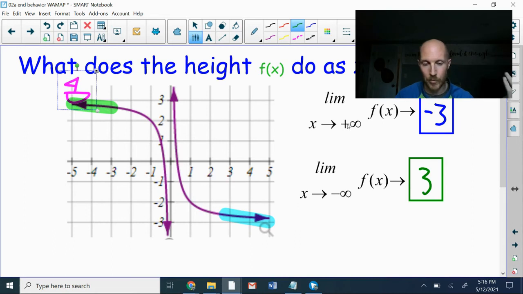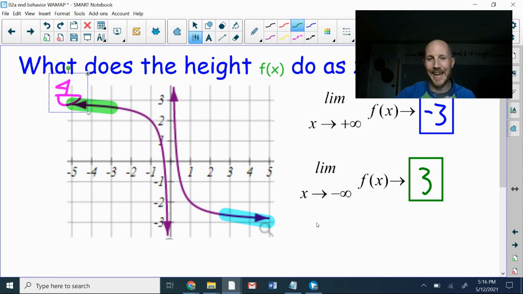So you can start your boat in the middle. It doesn't matter anything that's going on in the center, whether the graph's attached, not attached, doesn't make any difference. Positive infinity means you just sail your boat off the right edge of the graph. What height are you heading towards? And left end behavior, the negative infinity means you're going to sail your boat towards the left edge of the graph and see what height you are heading towards.